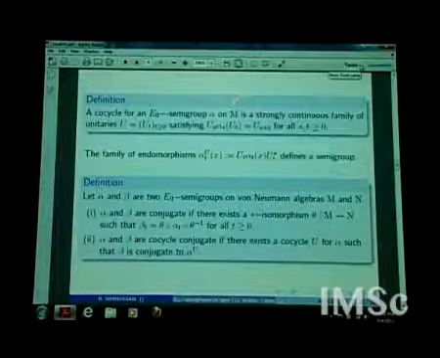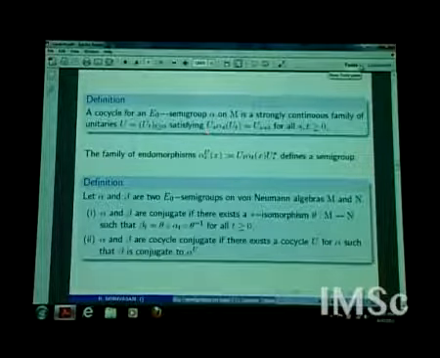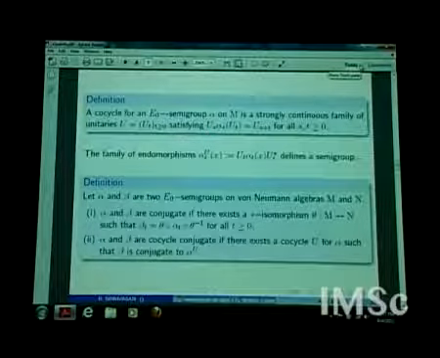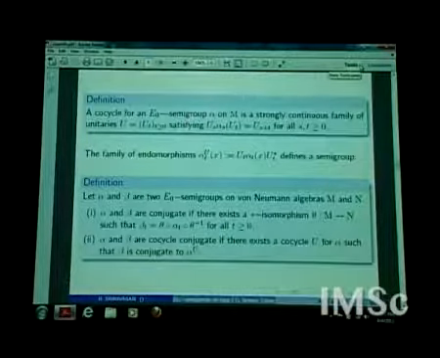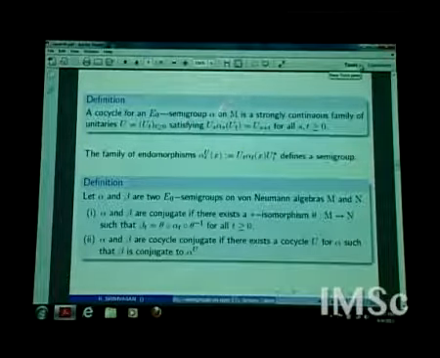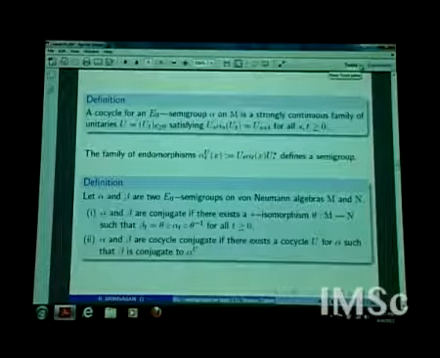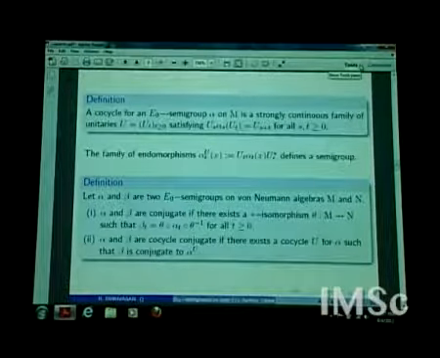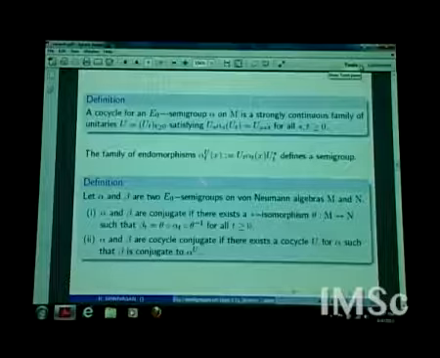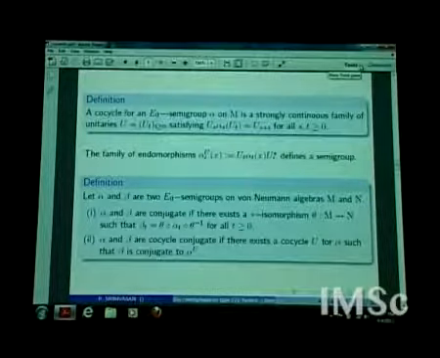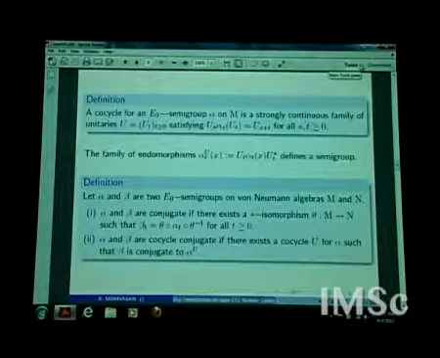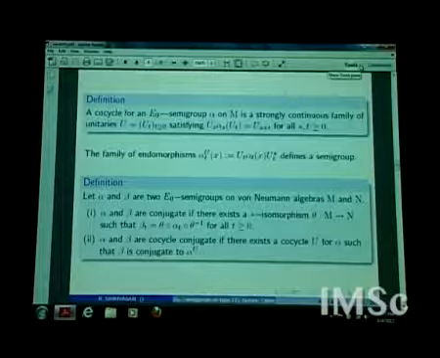If alpha is an E0 semigroup on M, then a cocycle for an E0 semigroup is a collection of unitary operators which satisfies the cocycle identity: U_s alpha_s(U_t) gives U_(s+t). It is a cocycle for alpha_t. Then if you have a cocycle, you can define alpha^U, a perturbation of alpha_t like this, which is again an E0 semigroup. The cocycle property will ensure that this is also a semigroup.